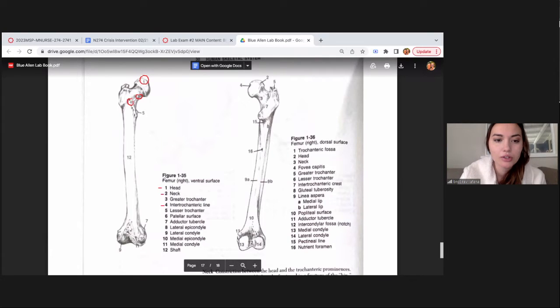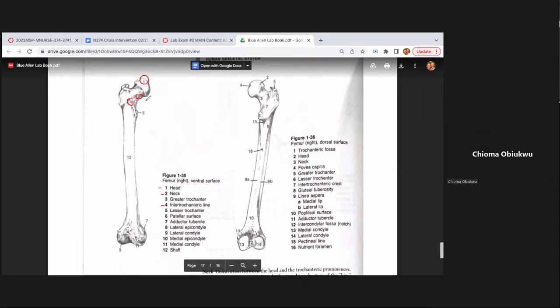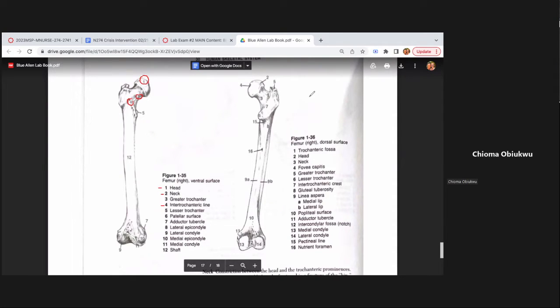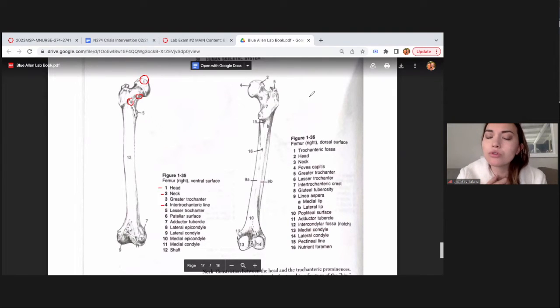I'm just trying to kind of show you. And now we don't see number 3, right? Number 5 is lesser. This place is shaft. Number 12 is shaft. This one is something chondral. Media, lateral. This place is media. Media epicondyle.